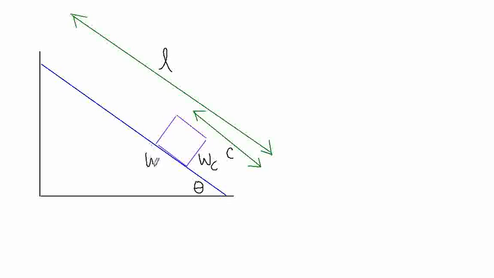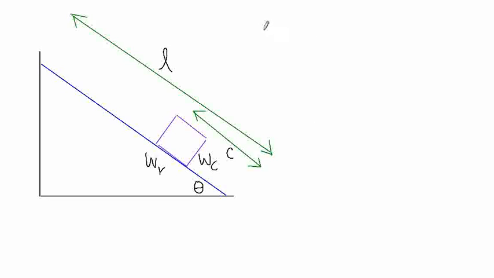All right, so this picture denotes a crate. That's what the purple rectangle represents. And the crate is resting on a ramp. That's what the blue line segment represents. The ramp makes an angle with respect to the ground with a measure of theta. The crate is a distance c from the point where the ramp touches the ground.